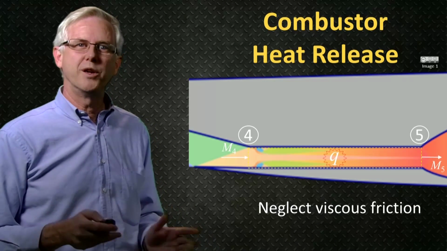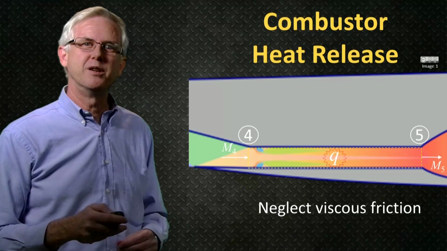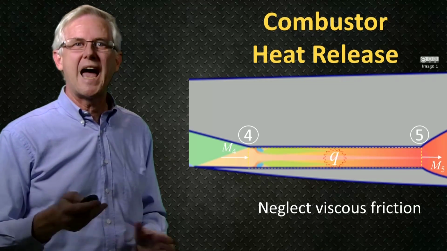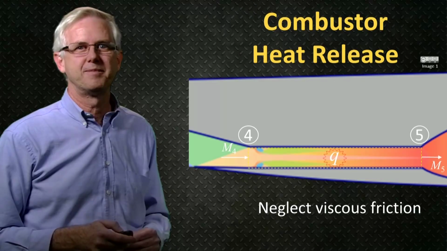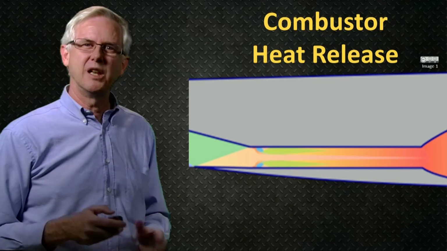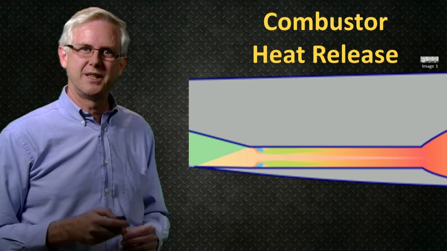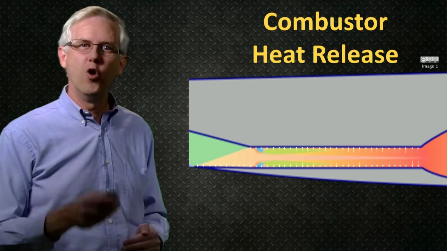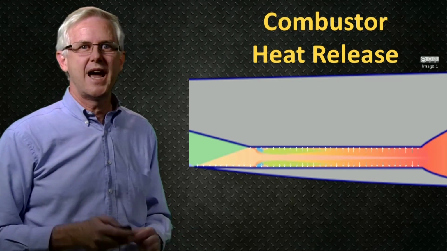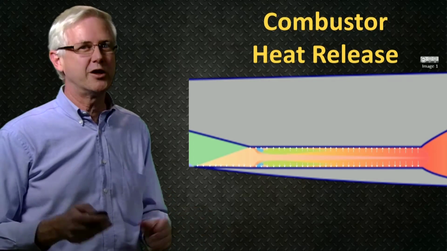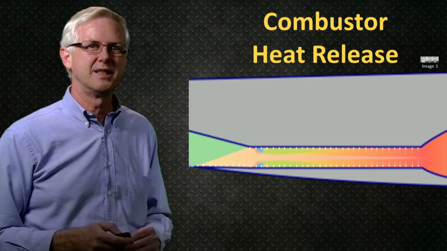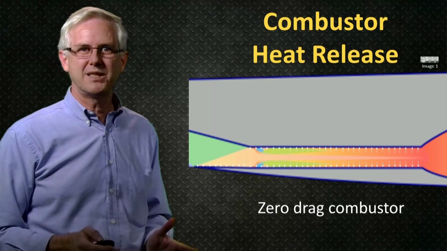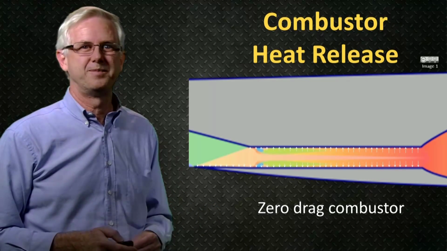The other point I wanted to make is that this assumption means that there is no aerodynamic drag or thrust force acting on the combustor. Because the combustor is aligned with the flight direction, the pressure forces in the combustor only act normal to the flight direction, and therefore these pressures don't contribute to the drag. So there's no aerodynamic drag for this combustor with the present modelling.